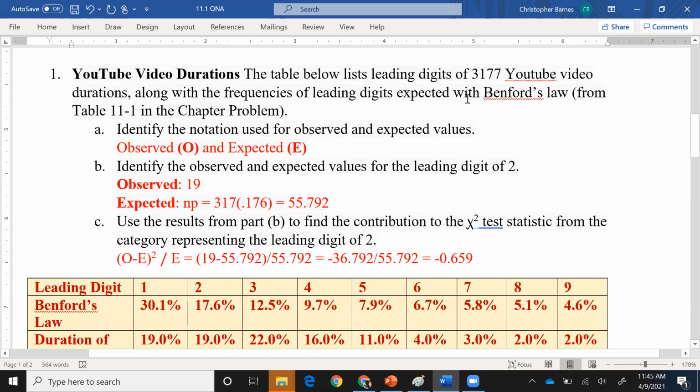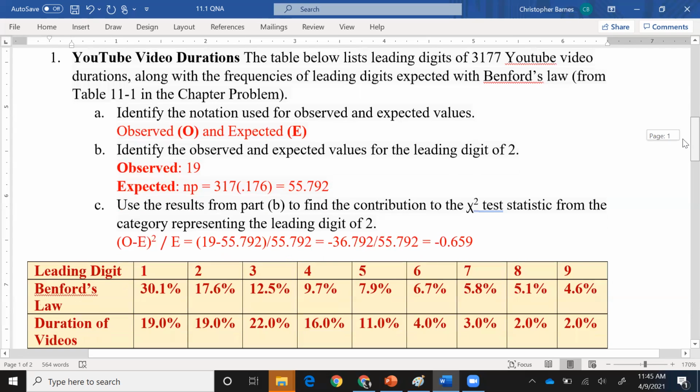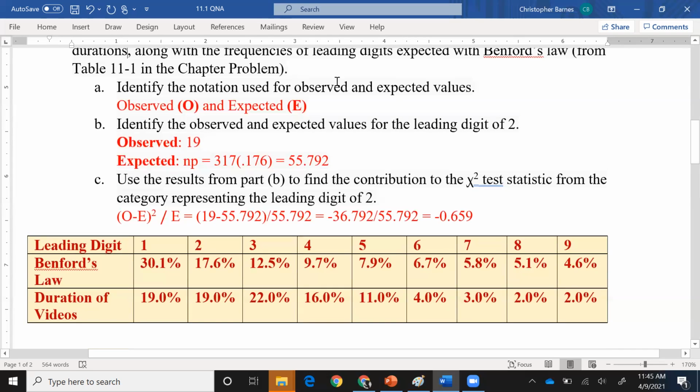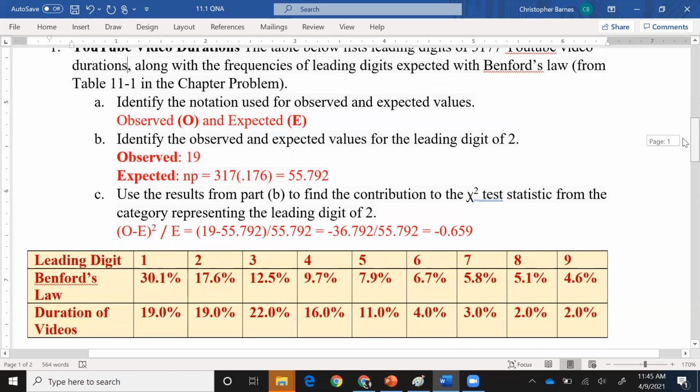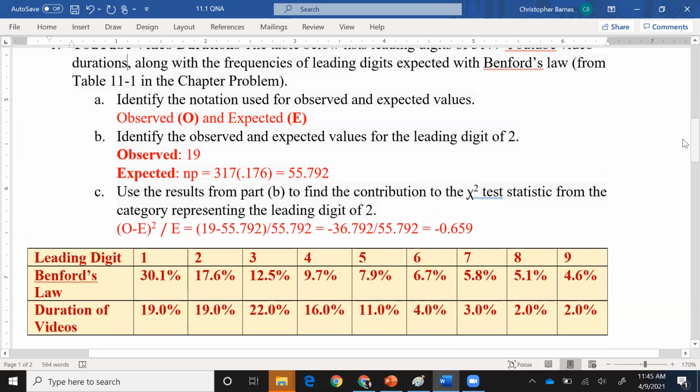All right, along with the leading digits expected by Benford's law. So we have that. Now, the first thing is to identify the notation used for observed and expected values. This is very similar to what we've done before in class. The notation used for observed is O, and the notation used for expected values is E.